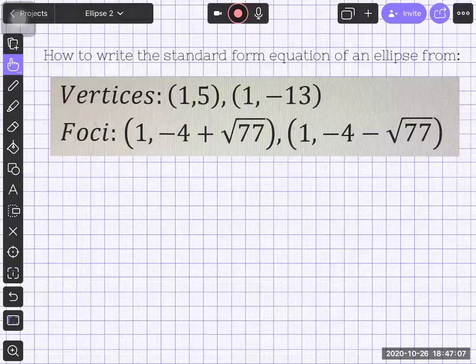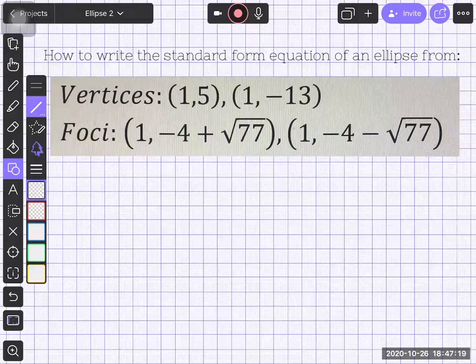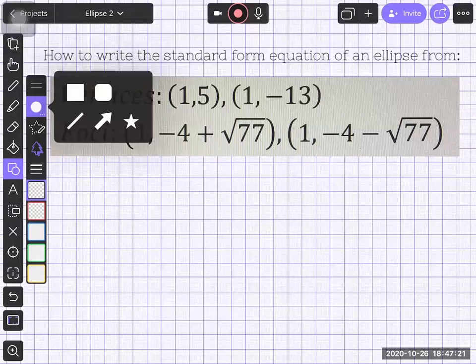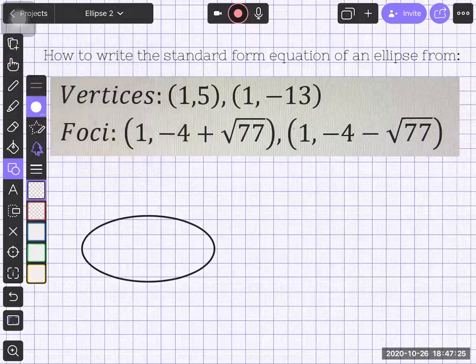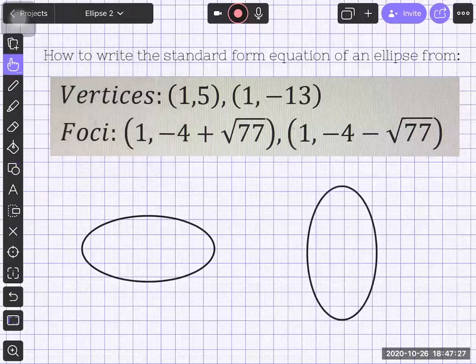Hello, this is your teacher David Garcia, and today we're going to learn how to write the standard form equation of an ellipse from vertices and foci. Now, if you remember, the first thing we have to do is to identify if we are dealing with either a horizontal or a vertical ellipse.